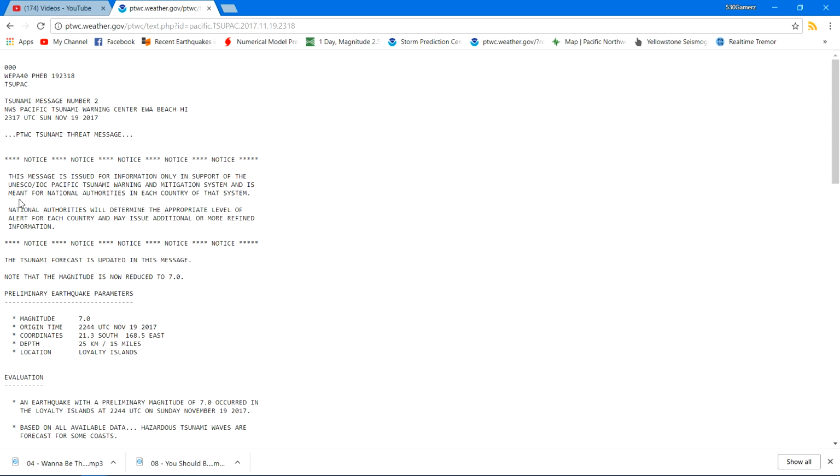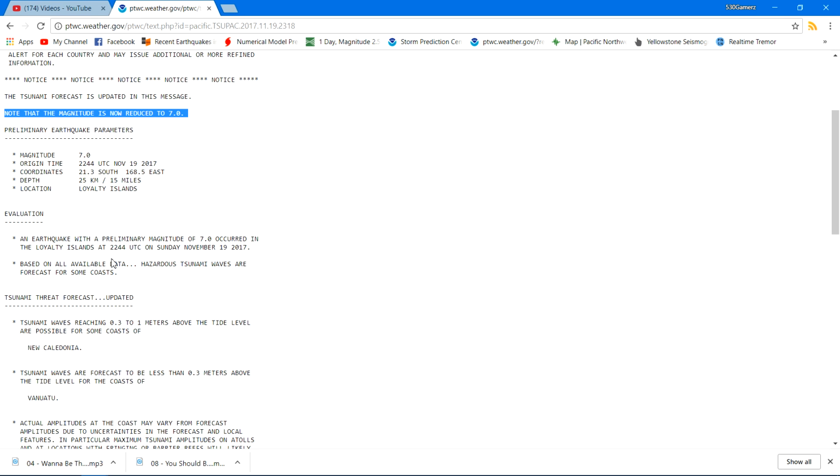So you can see right here, magnitude is reduced to 7.0. It was originally a 7.3. So based on all available data, hazardous tsunami waves are possible or are forecast for some coasts. Tsunami waves reaching 0.3 to 1 meter above the tide level are possible for some coasts in the New Caledonia region. Tsunami forecasts waves less than 0.3 meters above the tide for the Vanuatu region.